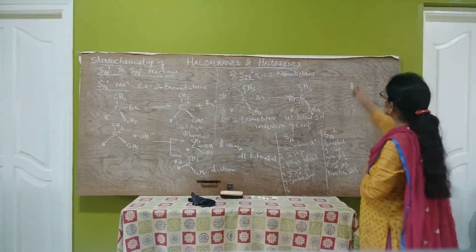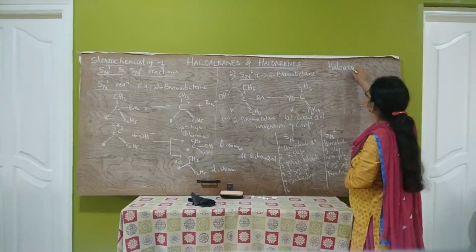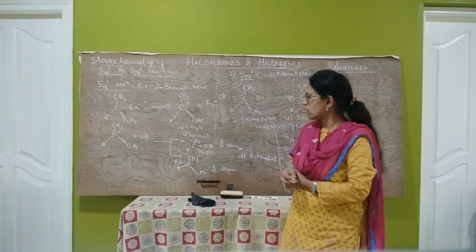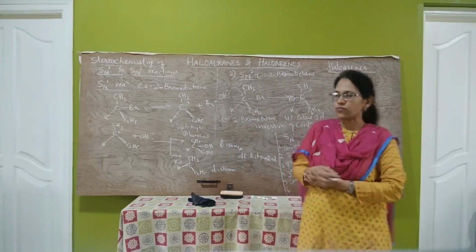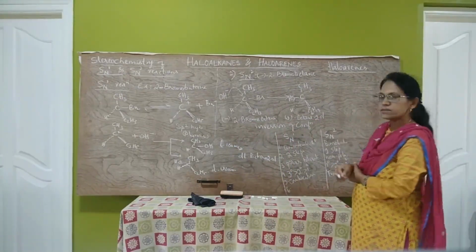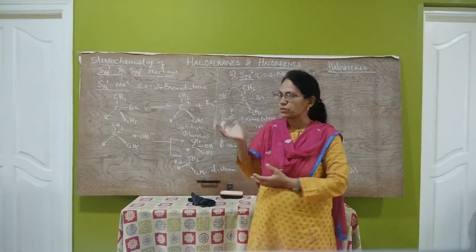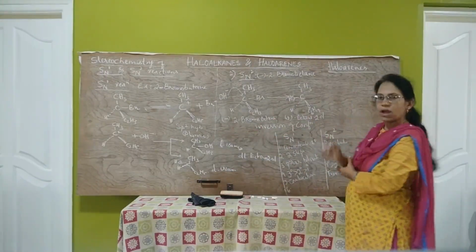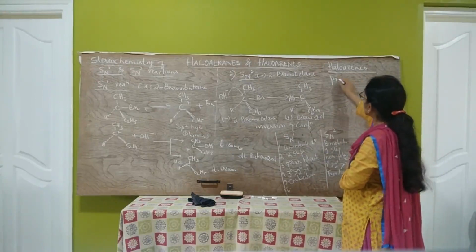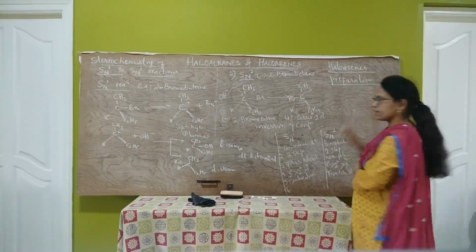Now we will study about haloarenes. Already you have studied what are haloarenes. Haloarenes are halogen derivatives of aromatic hydrocarbons. You have studied the definition of haloarenes, examples, and also nomenclature of haloarenes. Next we study about preparation of haloarenes. Some methods of preparation of haloarenes we study.